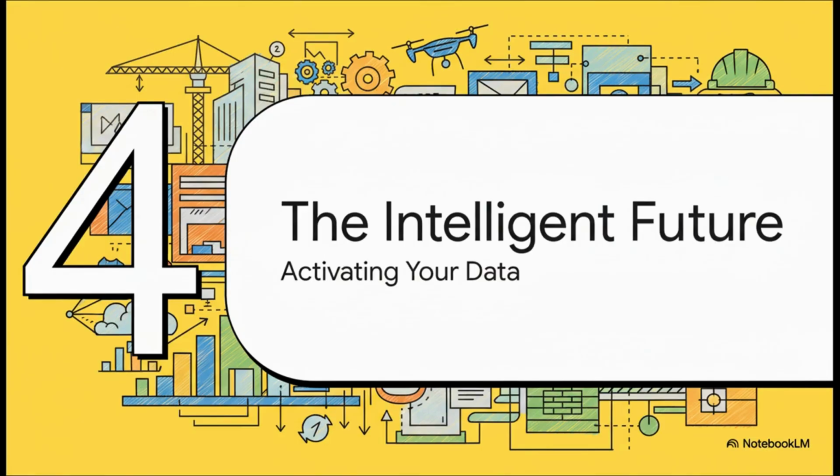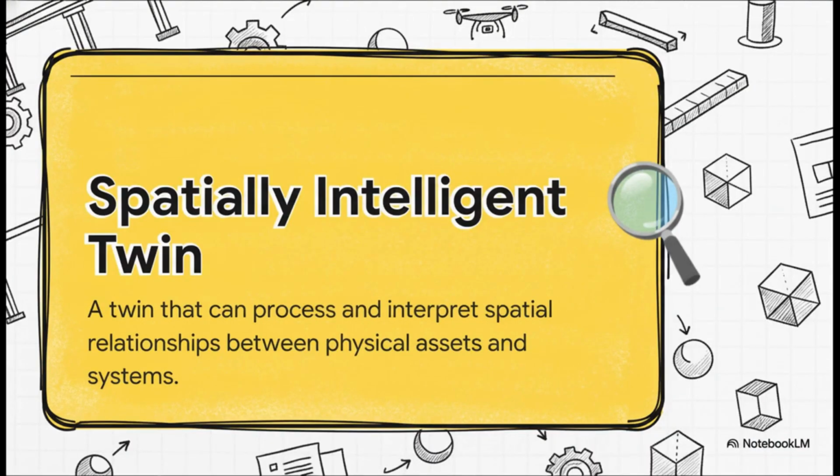So, what exactly is a spatially intelligent digital twin? Well, it's a virtual model that doesn't just show you a building. It understands the building. It knows that a specific water pipe is running right below a critical electrical conduit. It can process those spatial relationships, giving you a complete holistic view of the entire system.